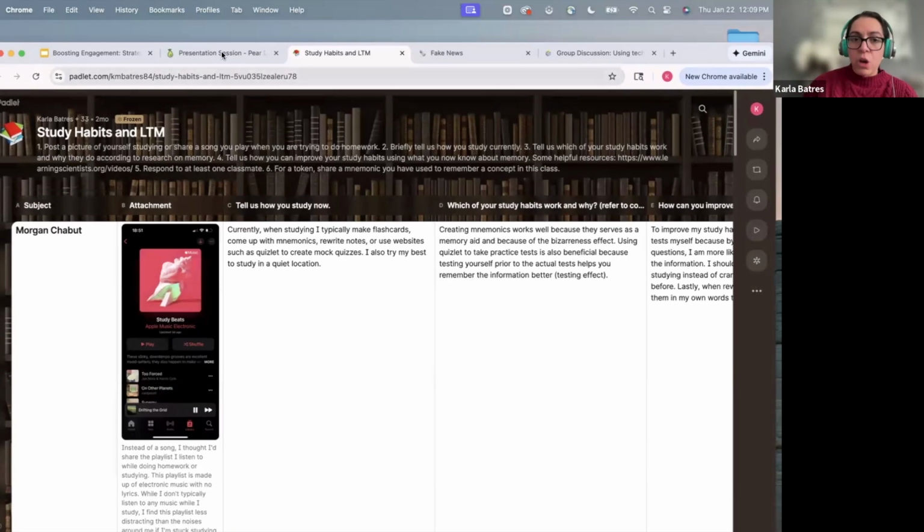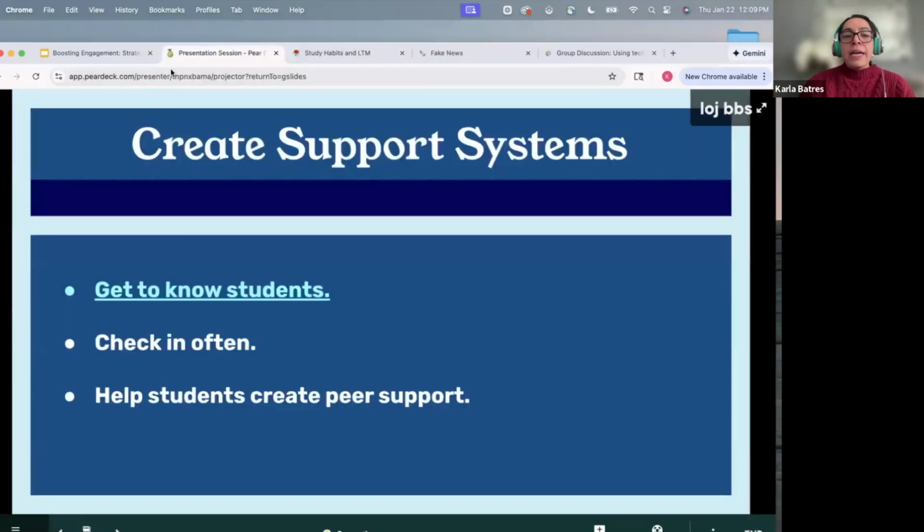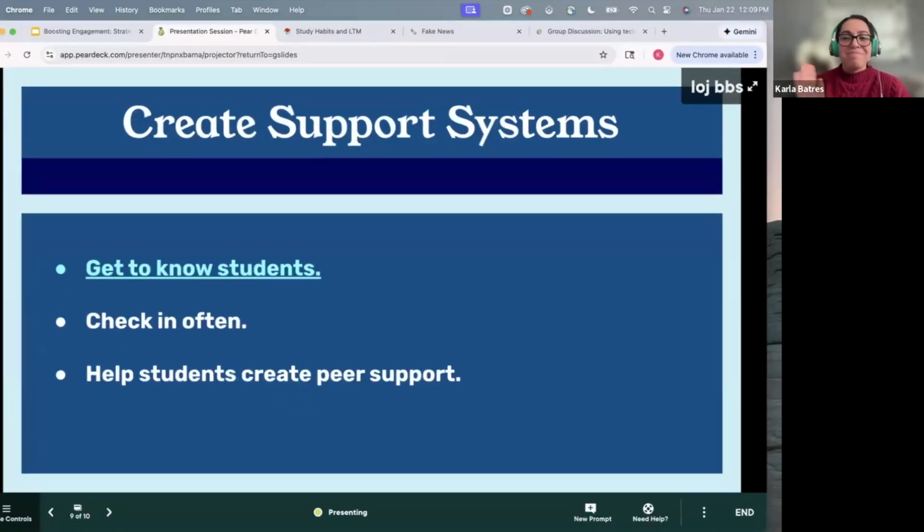I do think it lends itself to creating a better community overall. Check in often, all right? Check in with your students. If students disappear from our in-person classes, if they stop attending, I think a lot of us naturally will send an email. Hey, I haven't seen you in class. What's happening? You have to do that online too, right?